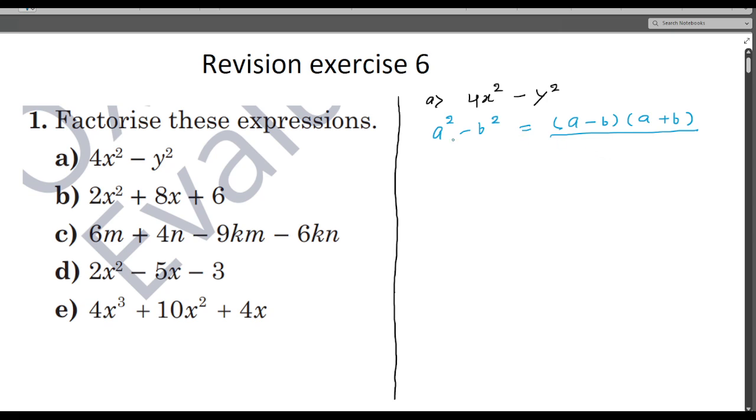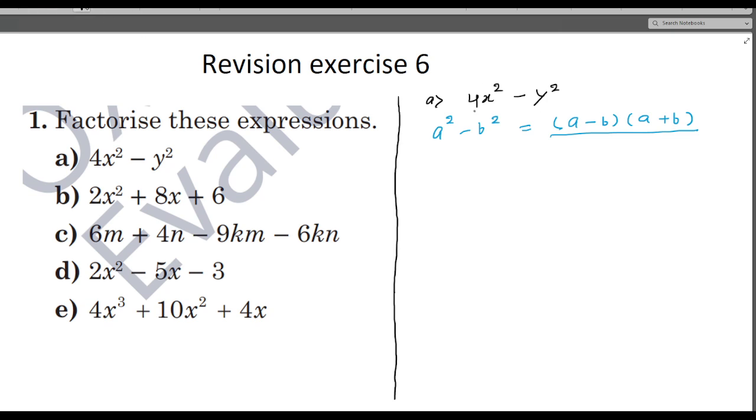Now, how do you know that a square minus b square is a minus b into a plus b? For that, you can solve your right hand part. You multiply a with a plus b and minus b with a plus b, and you will get a square minus b square. And hence, for factorization problems, you can remember a square minus b square as a minus b times a plus b.